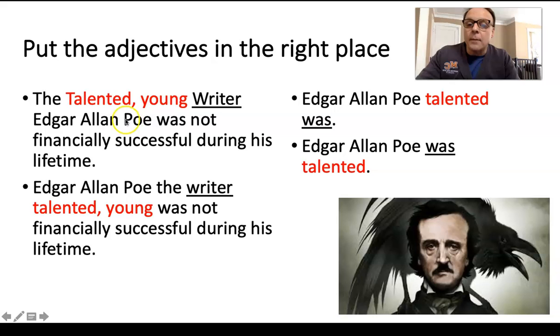So anyway, where would your adjective go? The talented young writer Edgar Allan Poe, or Edgar Allan Poe, the writer talented young? If English is your first language, then generally what most people do is they just hear that. If you are learning English as a second language, then sometimes you have to think about the grammar rule, because both of these might sound equally good.